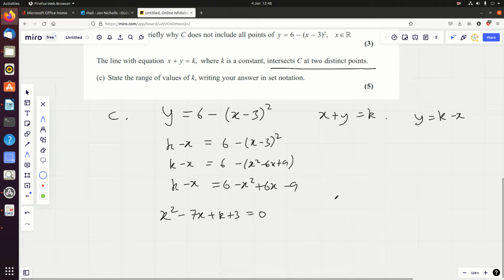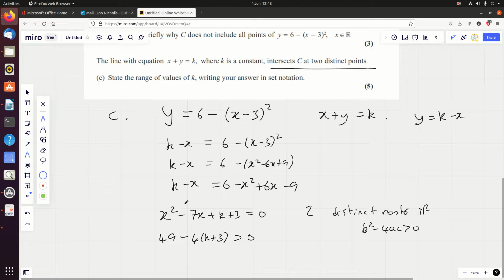Now, you can't solve this, but you do know that this will have two distinct roots if the discriminant is greater than 0. And that's what you need to use here. And so we're going to have 49 minus 4 times 1 times (k plus 3) is greater than 0.